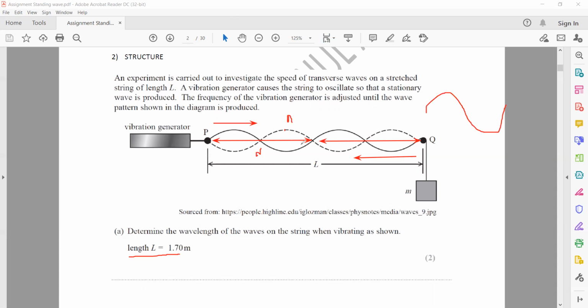The distance between two successive nodes is equal to lambda by 2. So three consecutive nodes make lambda. This distance is lambda, and this one is also lambda. So two wavelengths, 2 lambda, equals L, or lambda equals L divided by 2. L is 1.70 divided by 2, so that is equal to 0.85 meters. Is it clear? That was the first part of question 2, in which, using the length, we determine the wavelength.